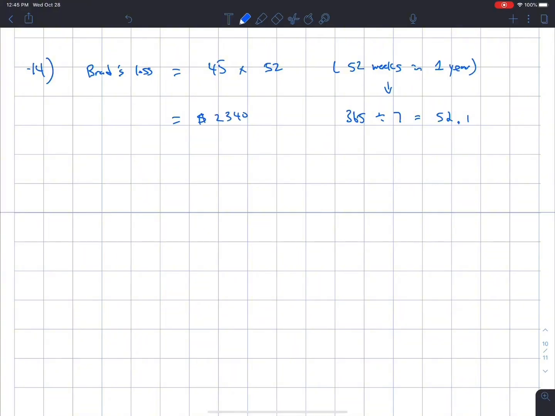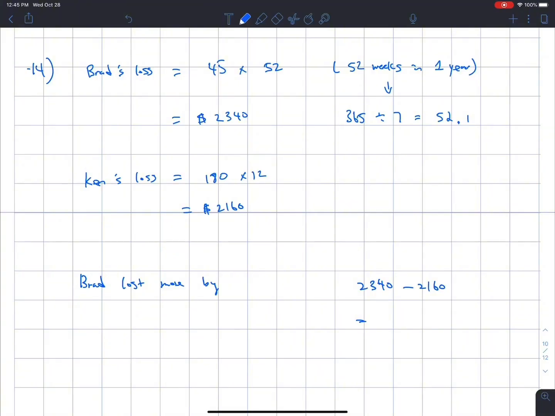We got 2,340. And Ken's loss is 180 per month for a year. So 180 times 12, we get 2,160. So who lost the most money and by what amount? Well, Brett lost more money by just 2,340 minus 2,160. So by $180.